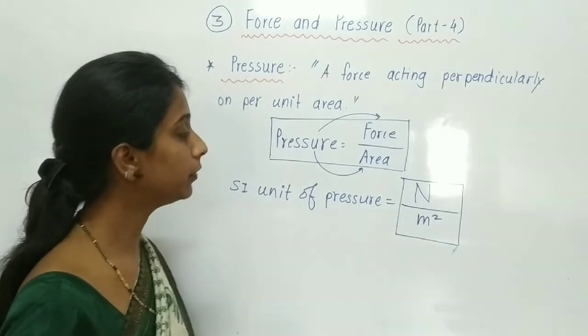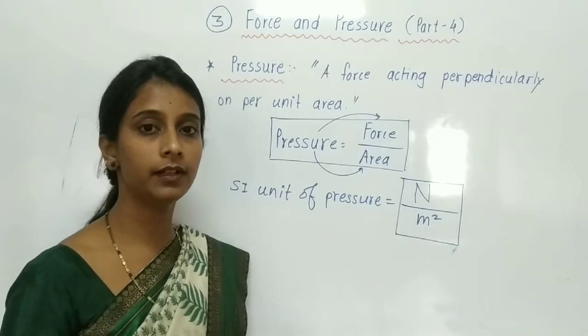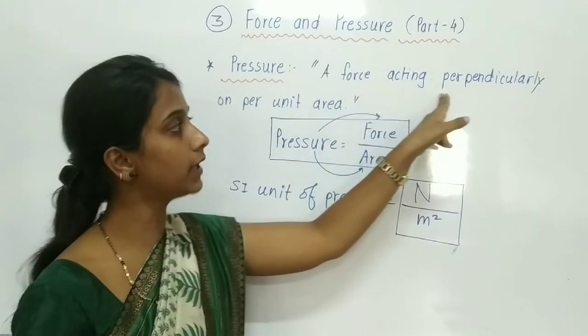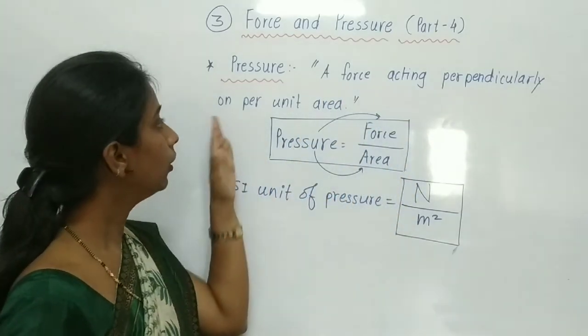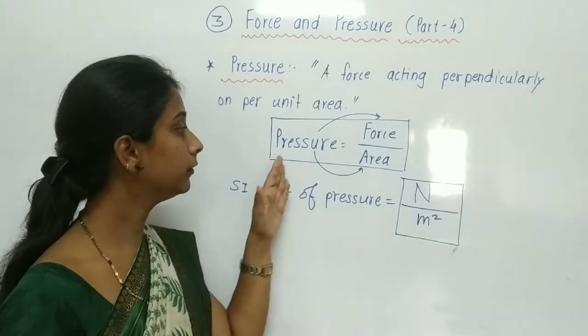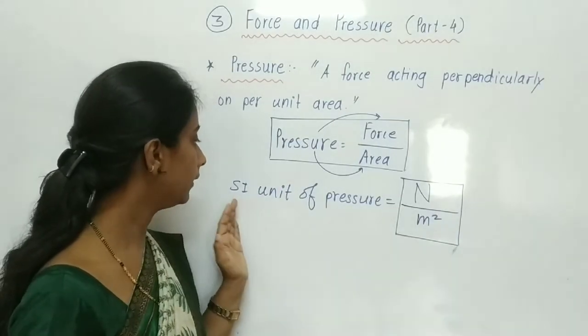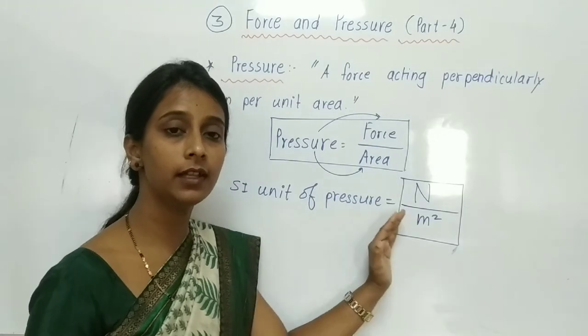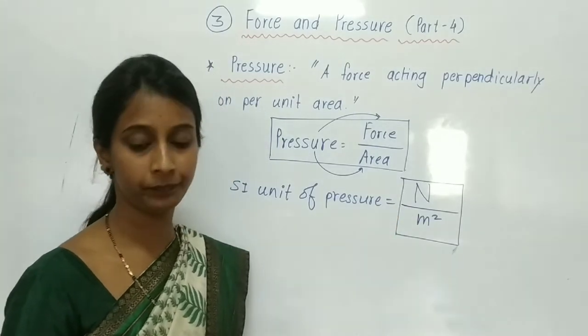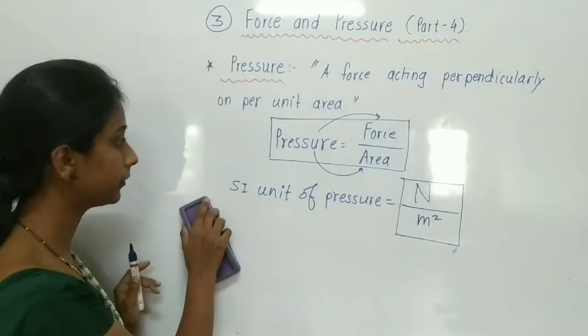Now students, remember all these things regarding pressure. Definition: force acting perpendicularly on a unit area. Then the formula, pressure is equal to force upon area, and the SI unit of pressure is Newton per meter square. Now students, come to the next.